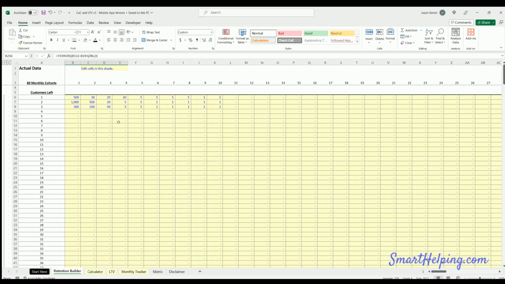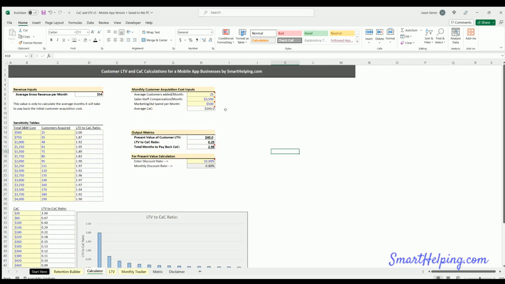So this has all the structure set up. You just drop in your data. The calculator tab, you're going to be able to add a scenario here. For example, X customers added per month, your sales and sales staff compensation per month total, the average marketing or ad spend, and then it's going to give you an average CAC.